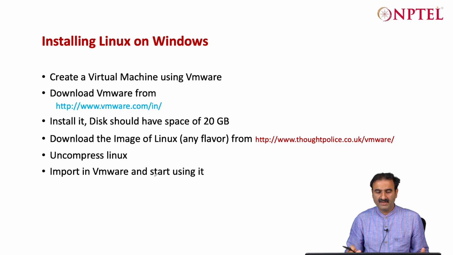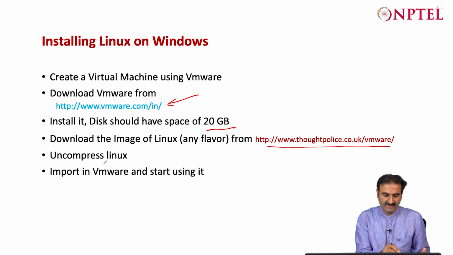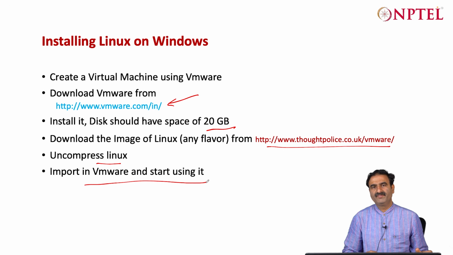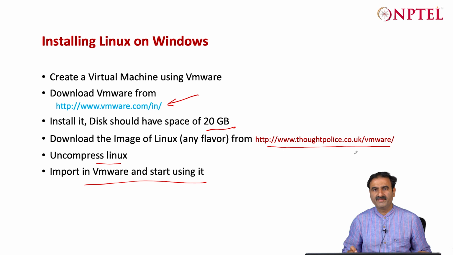If you want to install Linux and Windows, you should have at least 20 GB of space. Download the image from VMware; download any flavor that you want. There's another website where you can download the image. Uncompress it, import it in VMware, and start using it. So you need VMware software and also an image. VMware software is available here, and the image you can download from here. You can download an image for any convenient Linux.